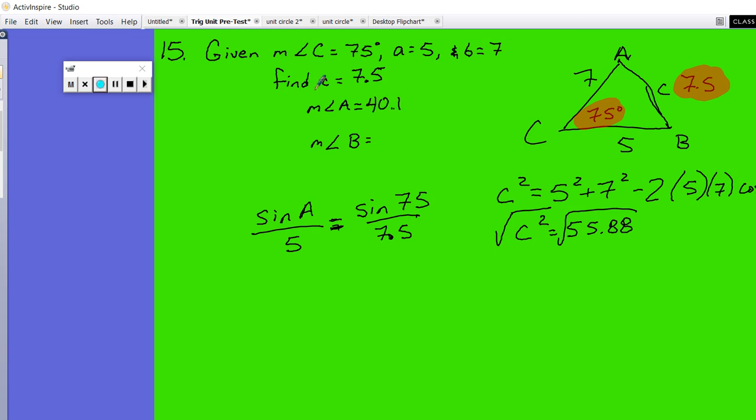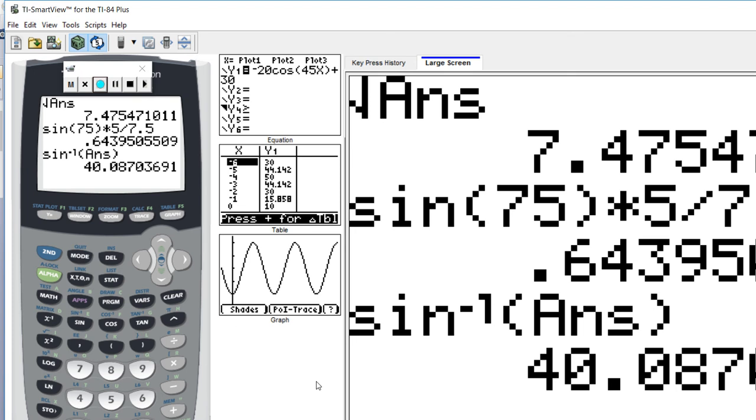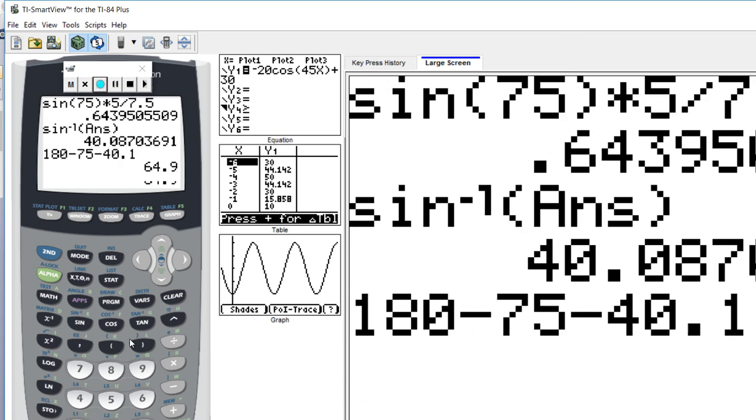So now I know 40.1 and 75. So I can just go 180, because that's how many degrees in a triangle, minus those two angles that I know. So 180 minus 75 minus 40.1. And that gives me 64.9.